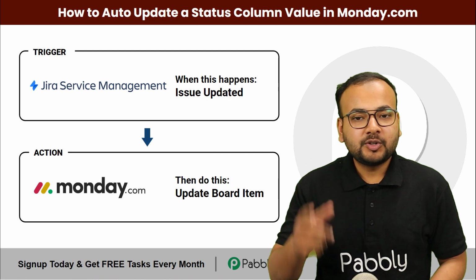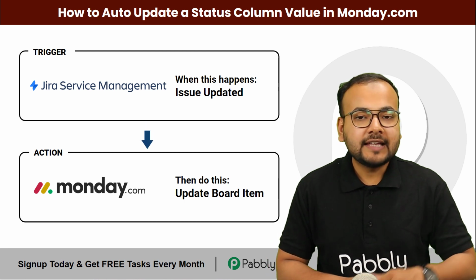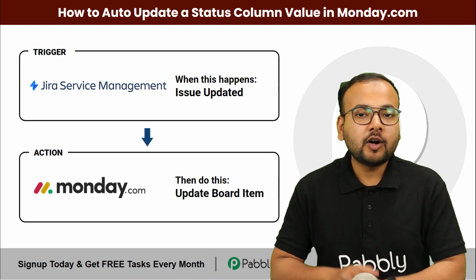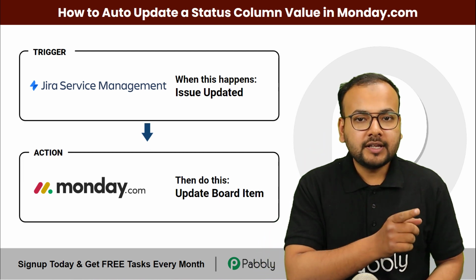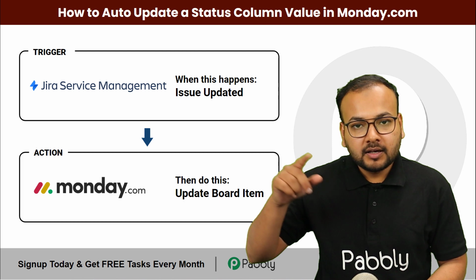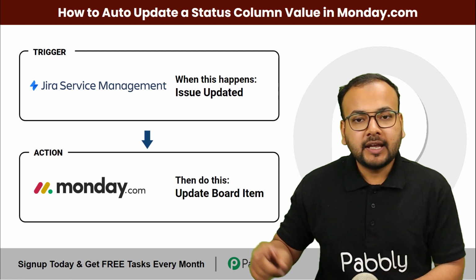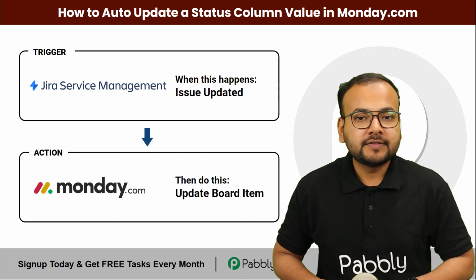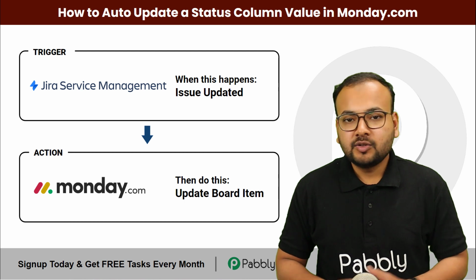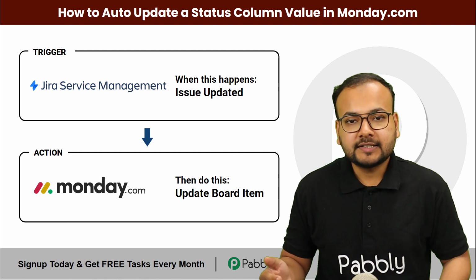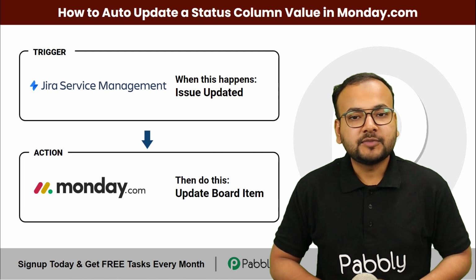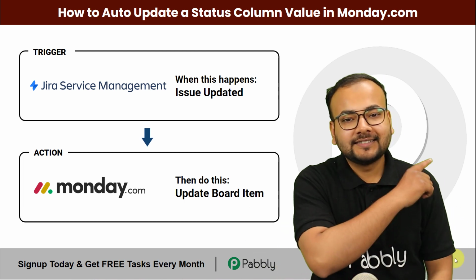In this video, I'm going to show you an automation which is going to synchronize Jira Service Management with monday.com in such a way that whenever an issue is getting resolved in Jira, the status of the corresponding item on the board in monday.com will be updated and you do not have to do it manually. So it will keep your team synchronized and save a lot of your time. So without any further ado, let's begin.